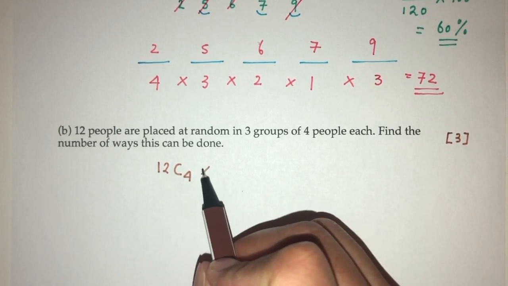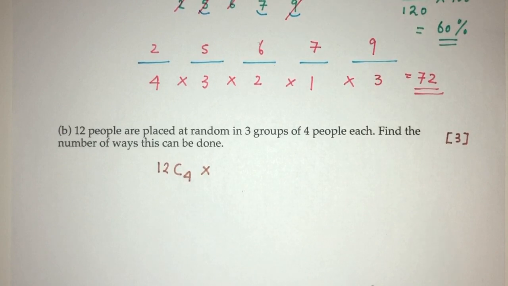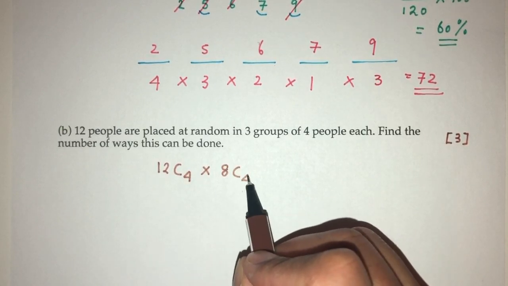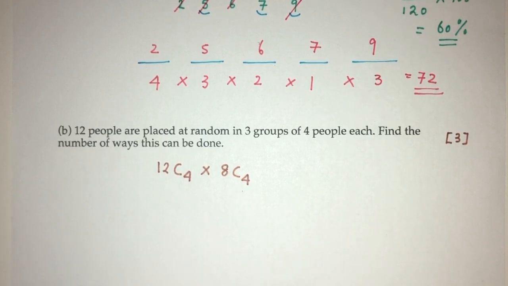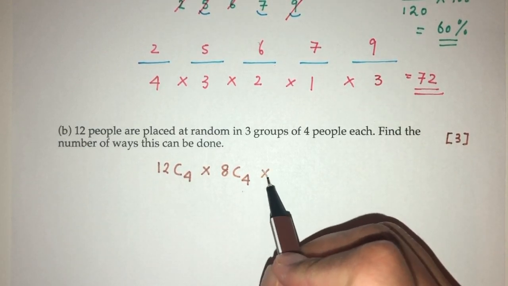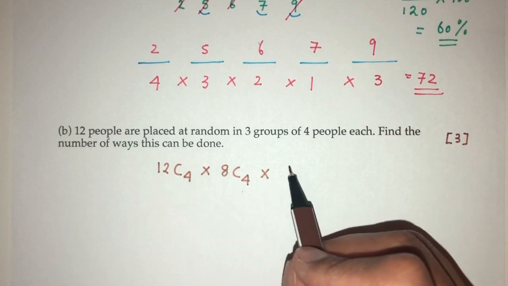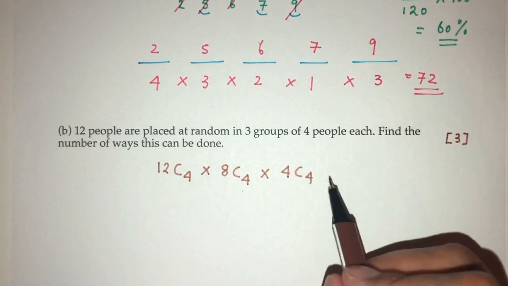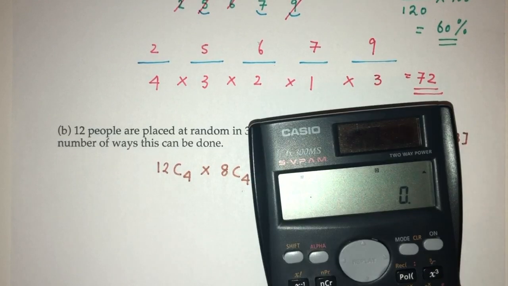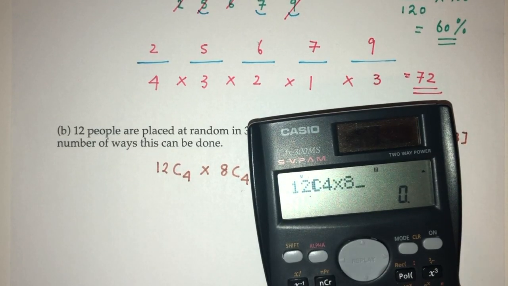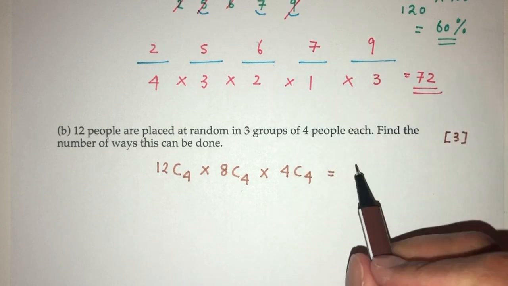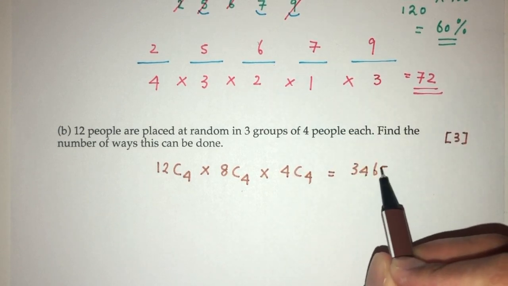Then for the second group, after choosing 4 people, we have 8 people remaining. We choose the next group of 4 people. Same logic. Now after choosing 4 people, we have 4 people remaining. We will choose the 4 from that. That's the first step. So let's see what we have here. That will be 12 choose 4 times 8 choose 4 times 4 choose 4. That will be 34,650.